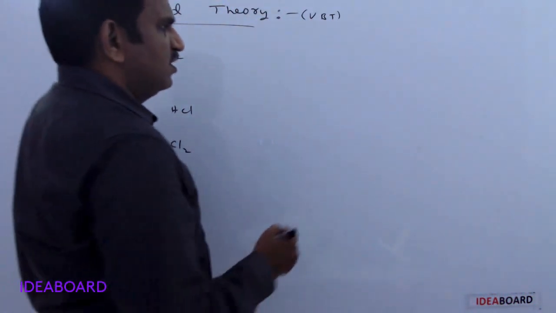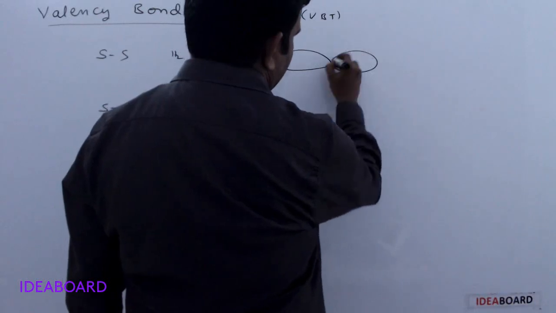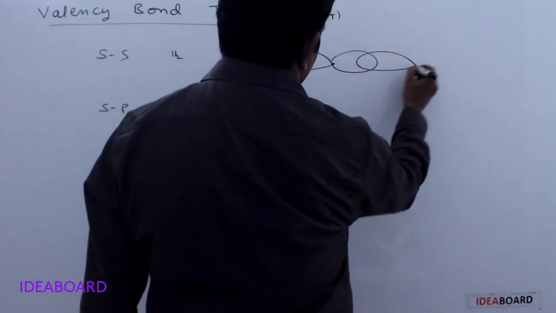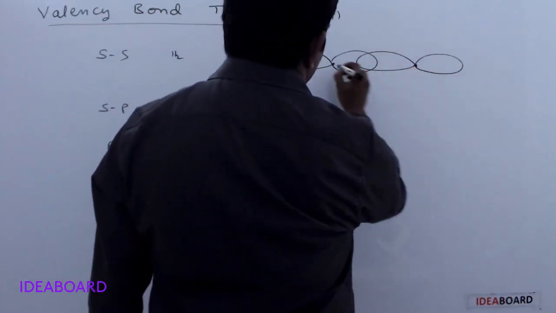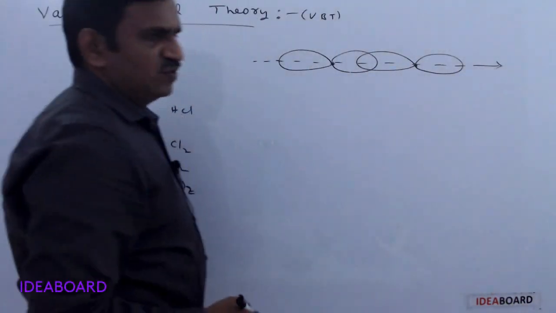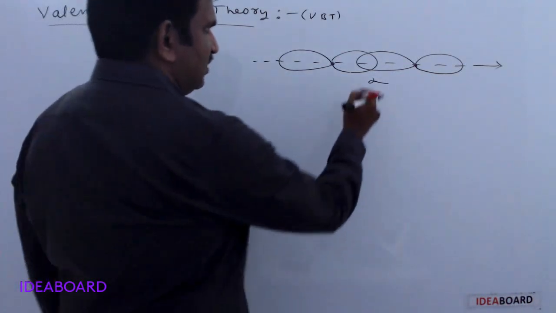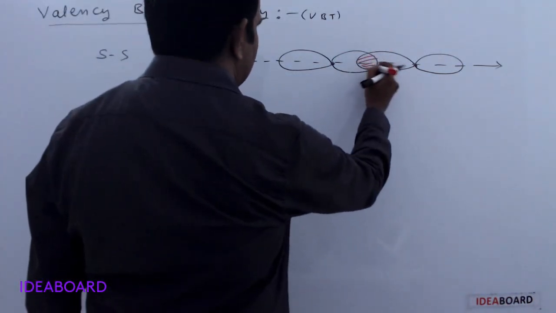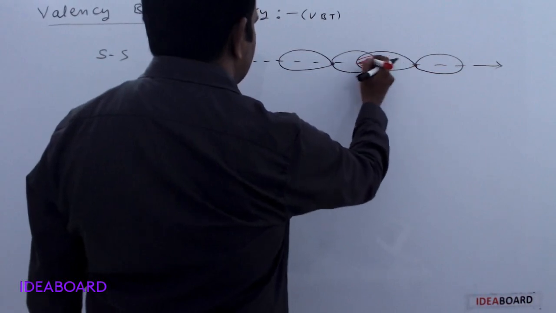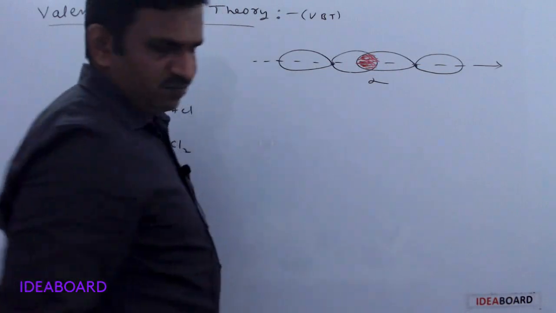And atomic orbital overlapping, based on the way, here this is a p orbital, this is another p orbital. If they are overlapping along the internuclear axis, then that is called a sigma bond. Here this is the overlapped area, and if they are overlapping along the internuclear axis, then it is called a sigma bond.